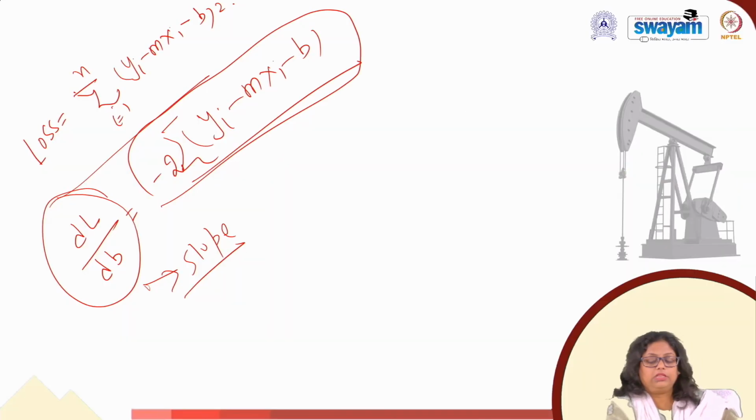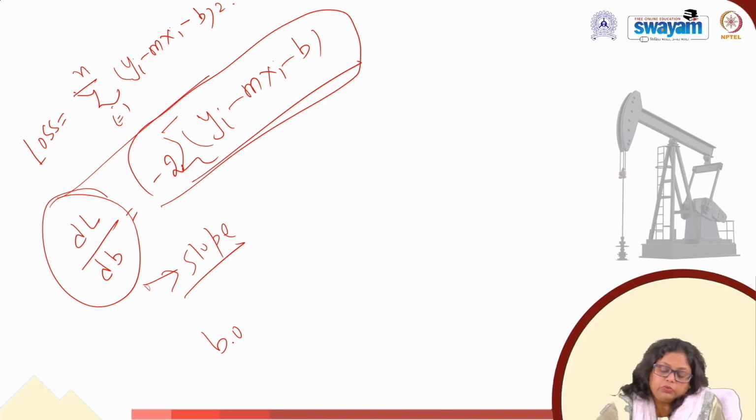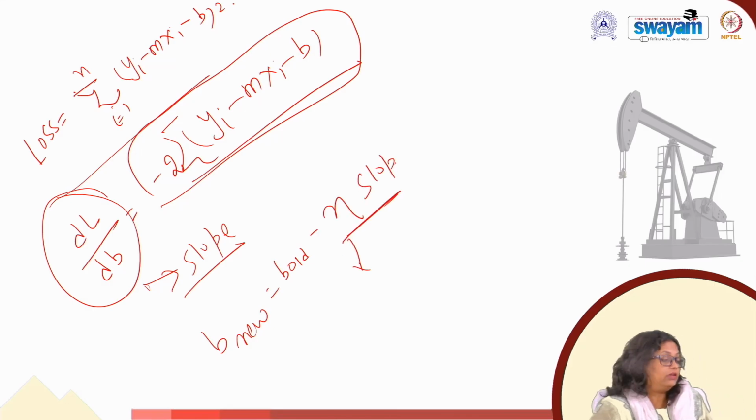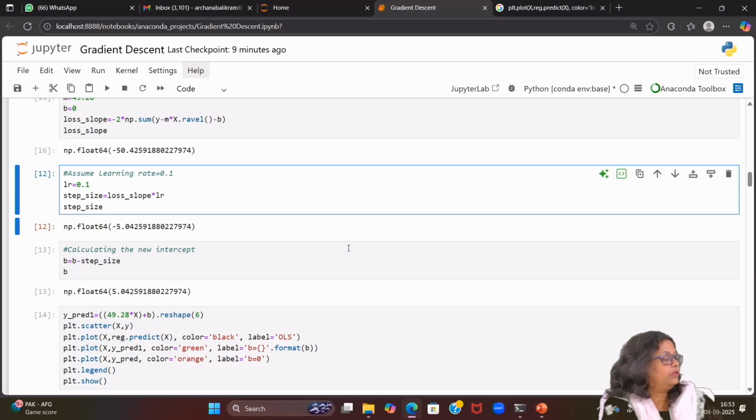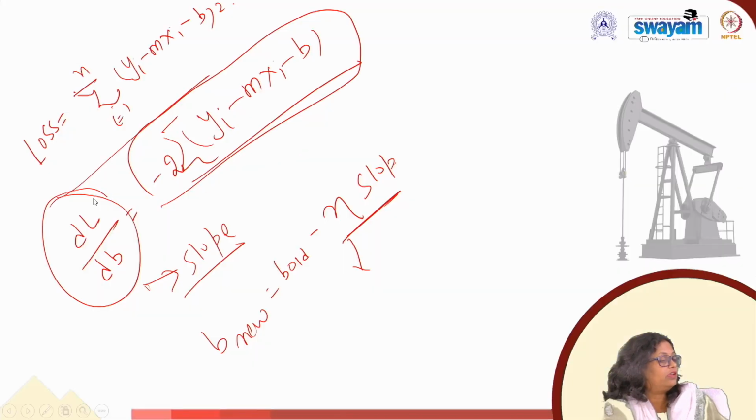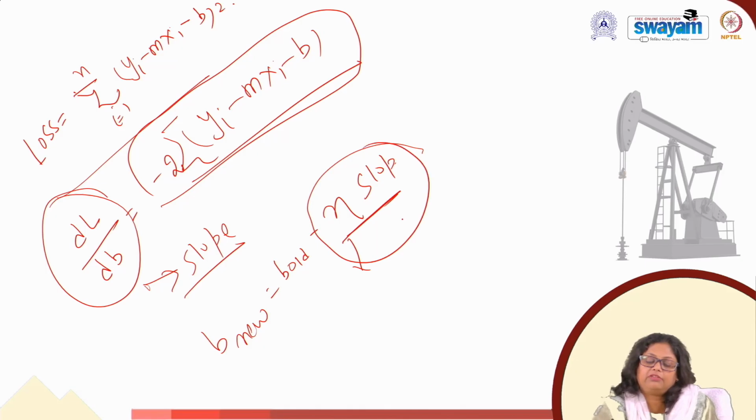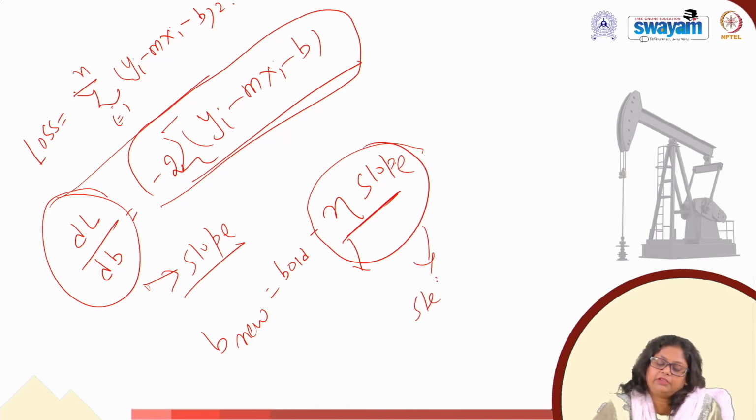So in this equation, b new is equal to b old minus the learning rate times the slope. So we want this learning rate here, so go back here. What we are doing is this step size, which is nothing but the step from the loss function. So this is nothing but the step size.